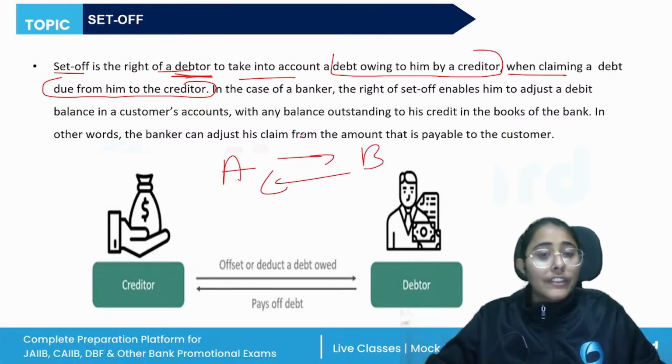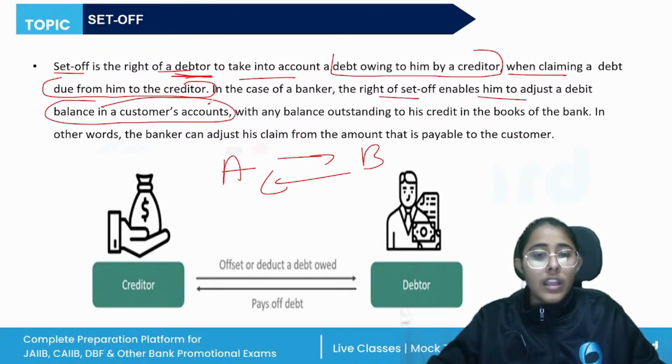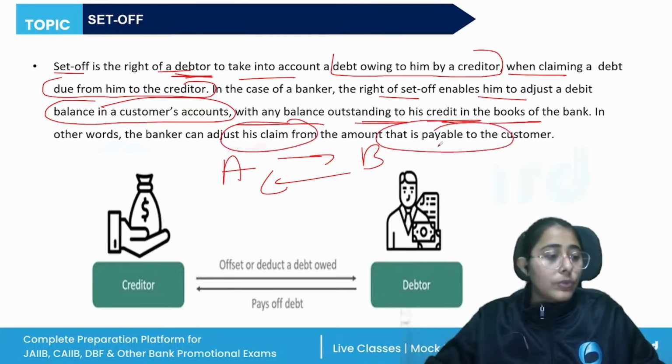then they can cancel it off. So in the case of a banker, the right of set off enables him to adjust the debit balance in the customer's account with any balance outstanding to his credit in the books of the bank. So the banker can adjust his claim from the amount that is payable to the customer.